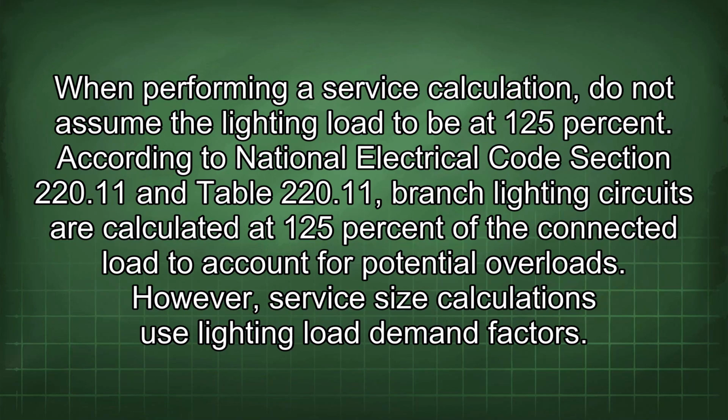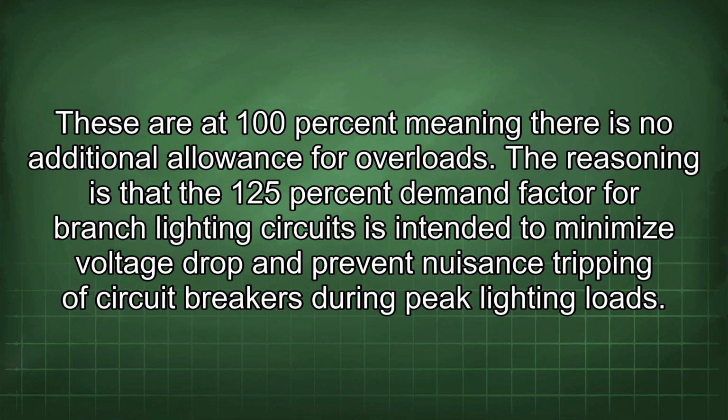When performing a service calculation, do not assume the lighting load to be at 125%. According to National Electrical Code Section 220.11 and Table 220.11, branch lighting circuits are calculated at 125% of the connected load to account for potential overloads. However, service size calculations use lighting load demand factors. These are at 100%, meaning there is no additional allowance for overloads.